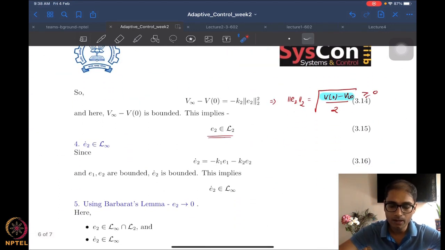Therefore, V infinity minus V0 is just the square of the 2 norm of e2 multiplied by, again, k2. So from this, we can compute what the 2 norm is exactly, and it turns out to be finite and real because V infinity is finite and V is non-increasing. This is essentially the definition of a signal being L2, that its L2 norm is finite. So, excellent. This is where we were until last time.